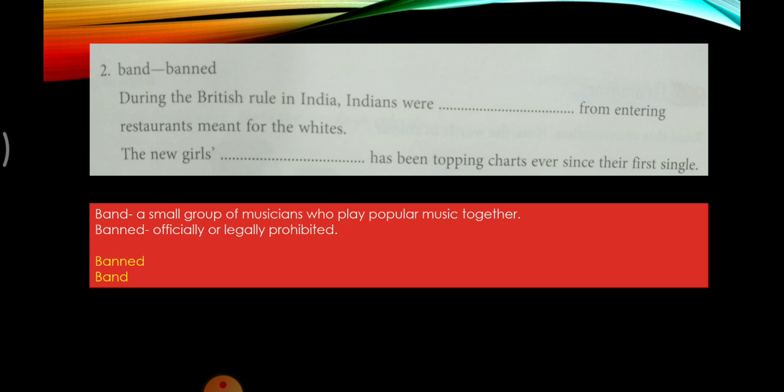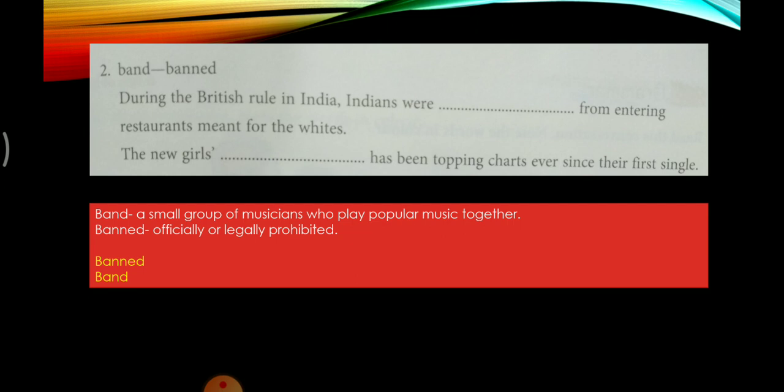Band and banned. Here, first band, B-A-N-D, is a small group of musicians who play popular music together, right? There are few groups of people who play music together. Those are called band, B-A-N-D, and banned, B-A-N-N-E-D, officially or legally prohibited.